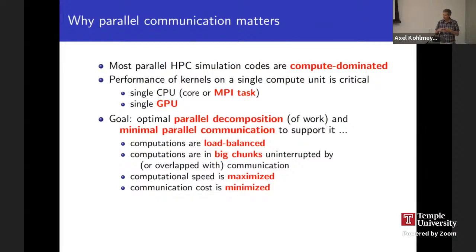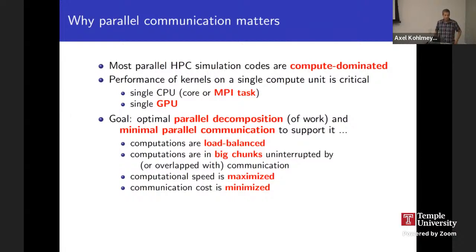And hopefully the computations are in big chunks, like Stan talked about yesterday. To fully fill up a GPU and use it optimally, you need a fairly hefty size of work to pass to it. So you want those big chunks to be ideally uninterrupted by any communication, or at least there are other ways to overlap the communication sometimes with the computation.